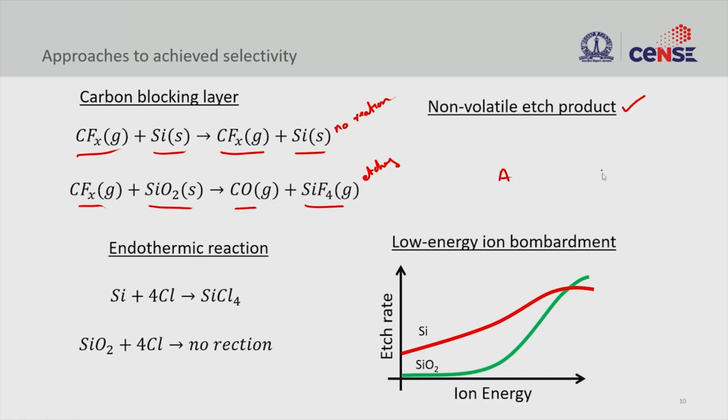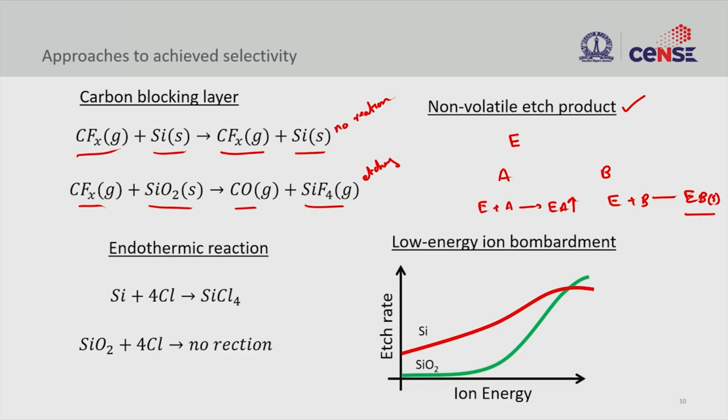And the other way to create selectivity is by creating a non-volatile product. So let's say I have material A and material B, and then I come in with a gas E, let's say. So E reacts with A to produce, let's say, EA. And similarly, E reacts with B to create EB. So in this case, if I want to have high selectivity, I should create EA as a volatile product, and then EB should be a solid. So if this is the case, then all the reactions leading to EB will not generate any gas product, so they will just sit on the surface. And this is how you can create volatile, non-volatile product driven selectivity.